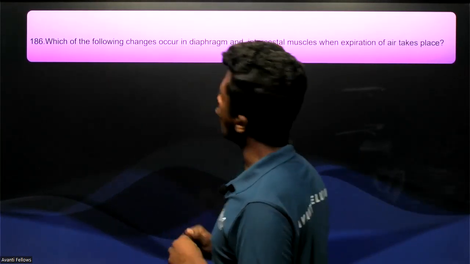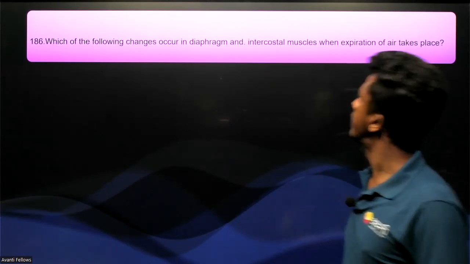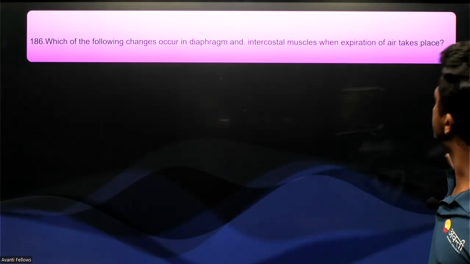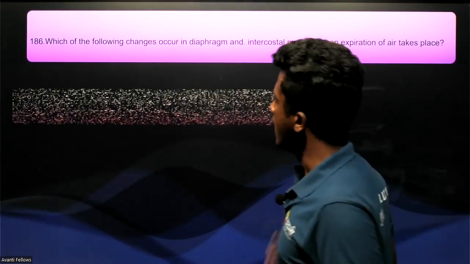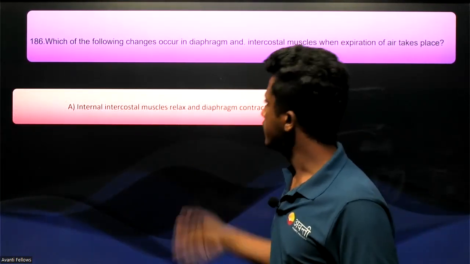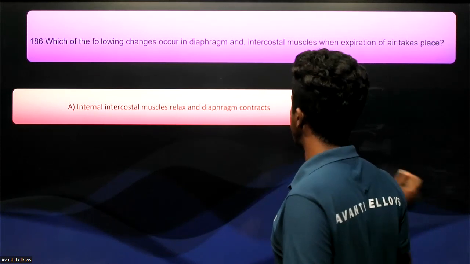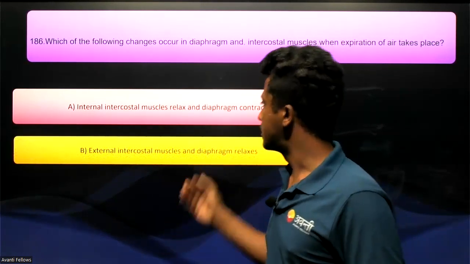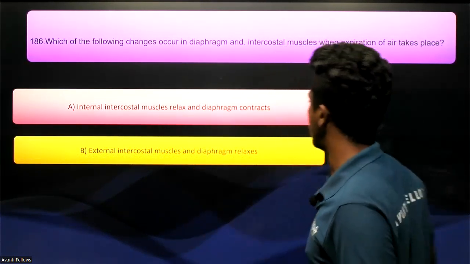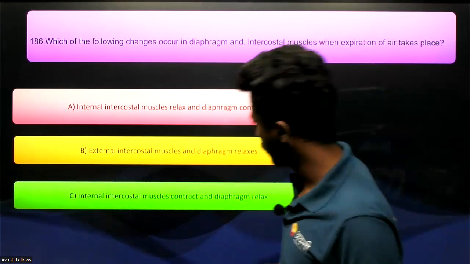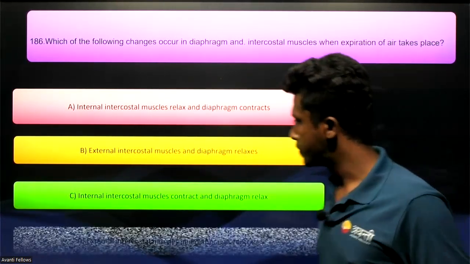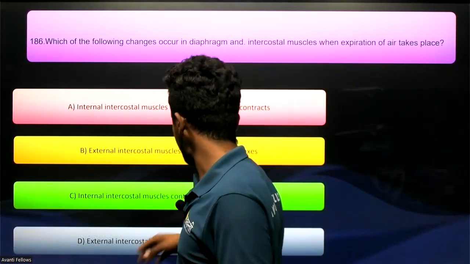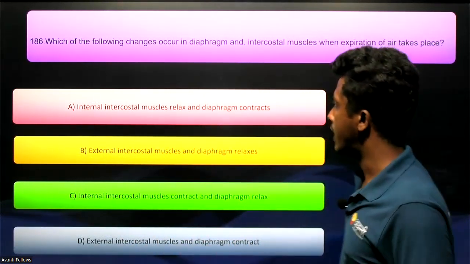186. Which of the following changes occurs in the diaphragm and intercostal muscles when the expiration of air takes place? Very beautiful question. Okay, our options are internal intercostal muscles relax and diaphragm contracts. External intercostal muscles and the diaphragm relax. Next one is internal intercostal muscles contract and the diaphragm relax. And then we have external intercostal muscles and the diaphragm contract.